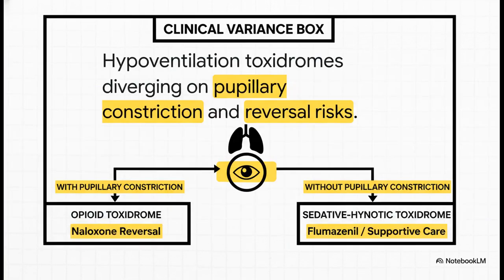This final clinical variance isolates exactly how identical respiratory acidosis diverge based entirely on pupillary response and context. It dictates a management path that either saves the patient with naloxone or precipitates a fatal seizure with flumazenil. Recognizing these mechanistic divergences is exactly what secures a top-tier score. Learn the traps, master the mechanisms, and you will absolutely dominate these clinical simulations.